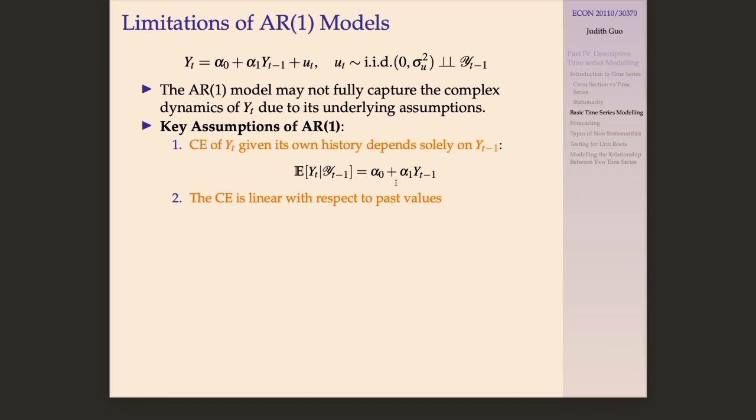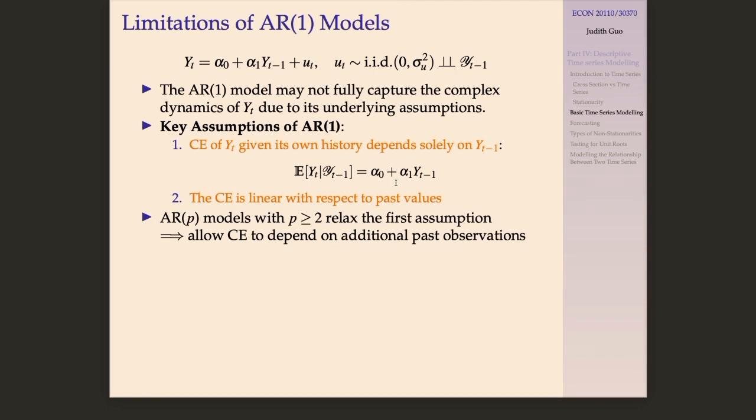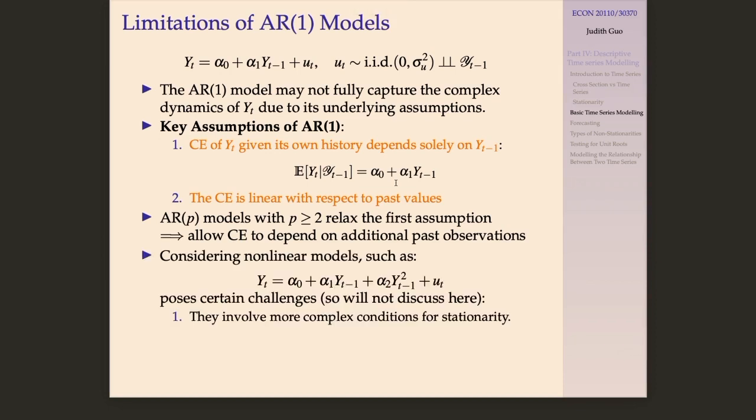Then in order to improve our model, first of all, is to relax the first assumption by introducing more lags. In this case we will allow the conditional expectation of Y_t to depend on additional past observations. Now, if we were to relax the second assumption, which is considering nonlinear models, for example, we introduce Y_{t-1} squared, this is possible, but we're not going to discuss this in our course because it imposes some analytical challenges. First of all, the condition for stationarity in this situation is very complicated.